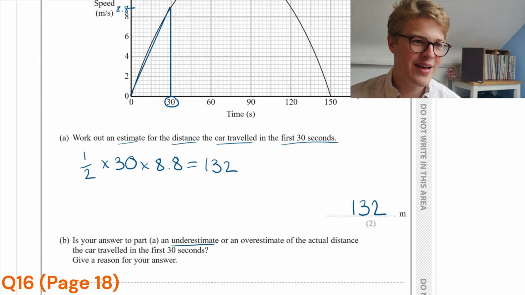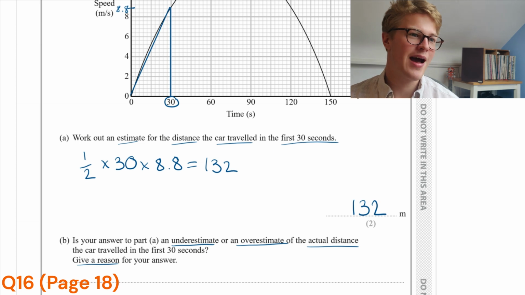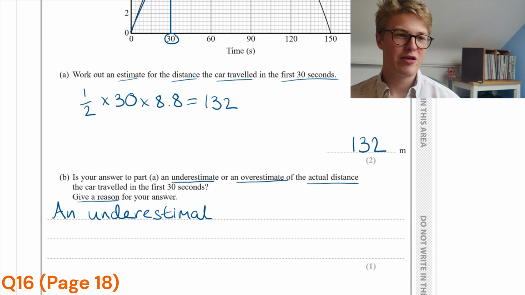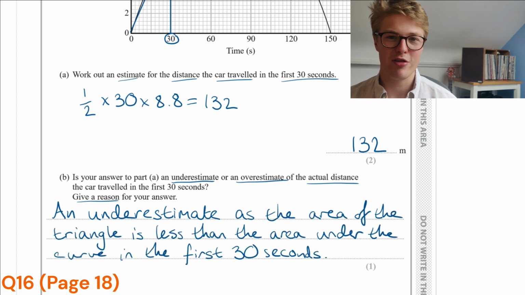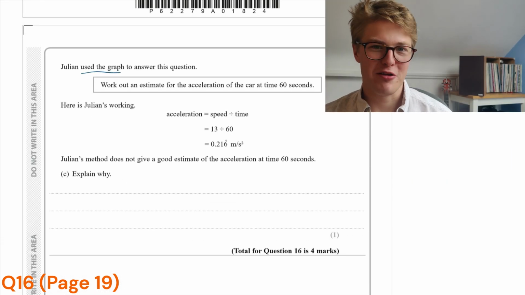Is your answer to part A an underestimate or an overestimate of the actual distance the car travelled in the first 30 seconds? Give a reason for your answer. So it's an underestimate, as the area of the triangle is less than the area under the curve in the first 30 seconds.